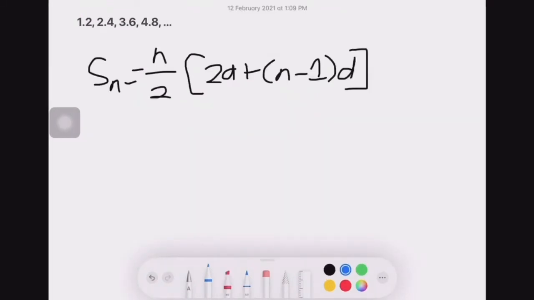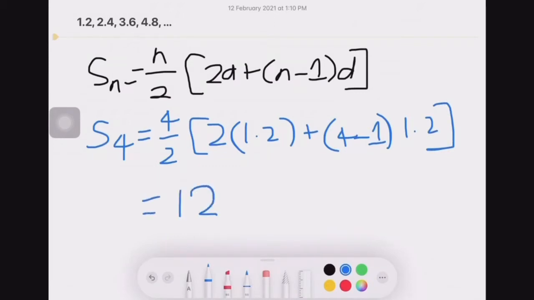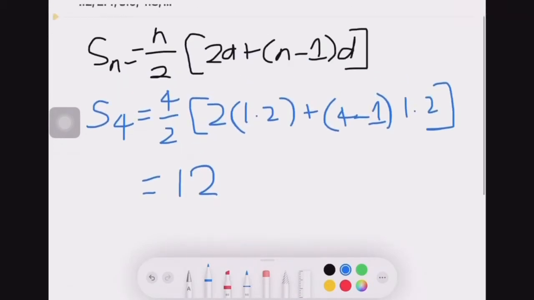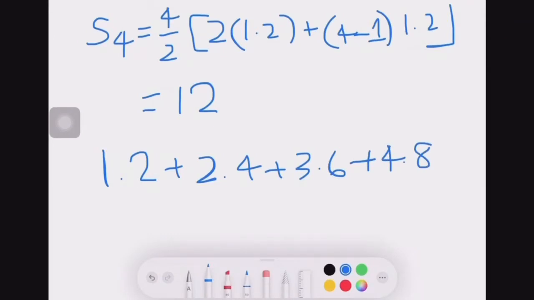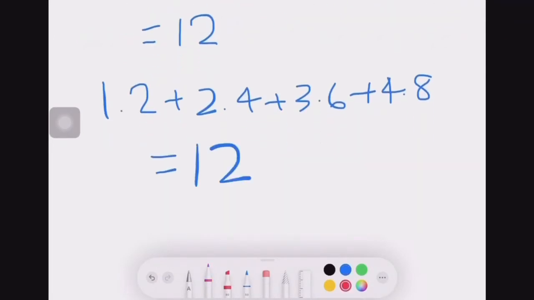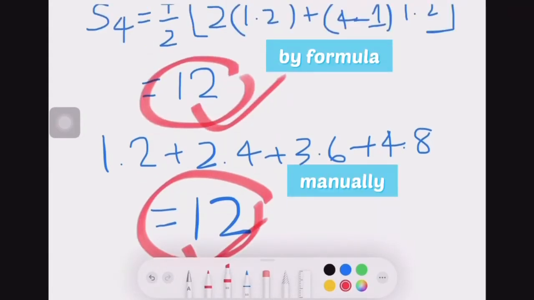With the same number sequence, we can also get the sum of the first n terms. Say that you want to find the sum of the first 4 terms. You just substitute the variables inside the formula and calculate, and we'll get 12. To prove whether the formula is right, we just check the answer here: 1.2 plus 2.4 plus 3.6 plus 4.8. If you calculate this way, you will get 12 also. So this proves that the formula is correct because we got the same answer.